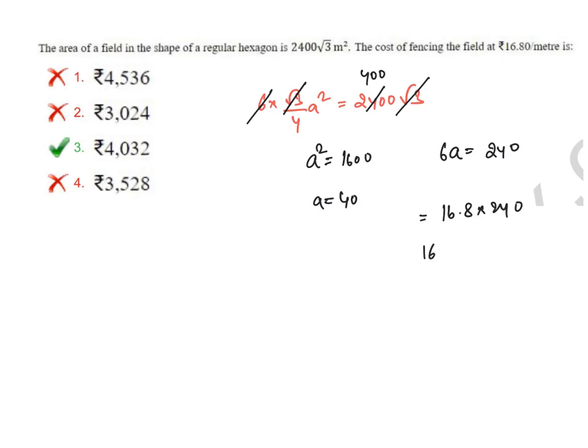0 and the decimal point cancel. 168 into 24. The unit digit is 2. In the options, all the unit digits are different. Therefore, the answer has unit digit 2. The option with unit digit 2 is your answer. If you want, you can multiply the entire thing and check it.